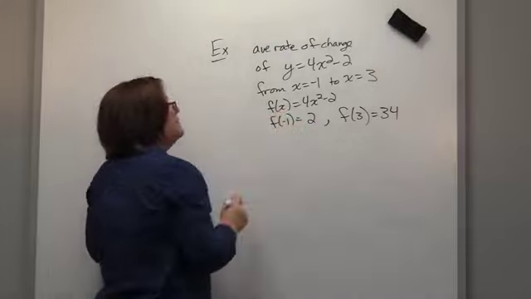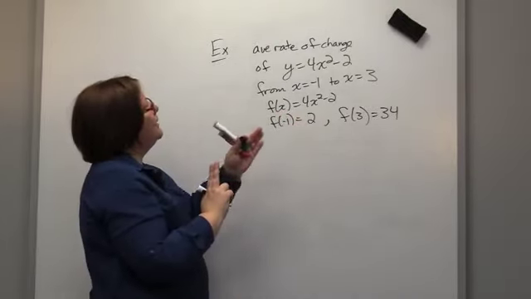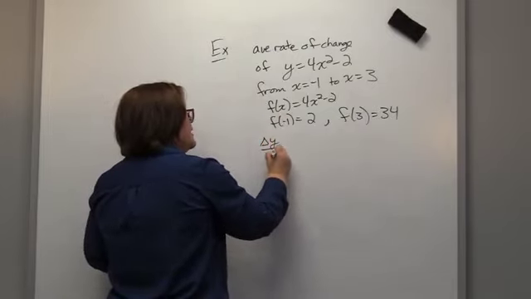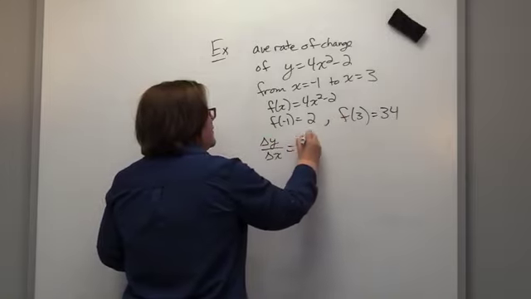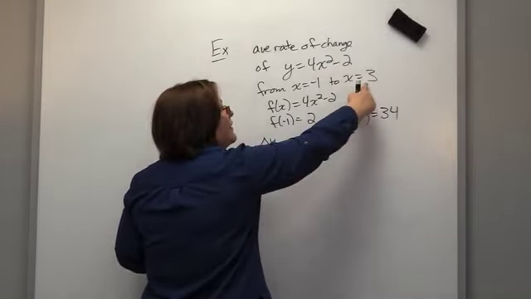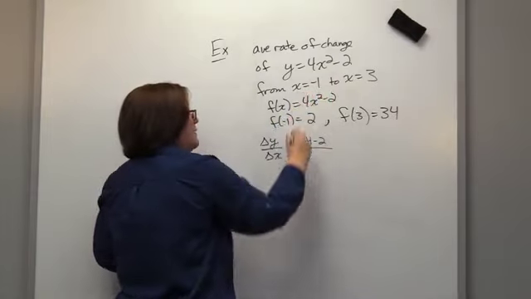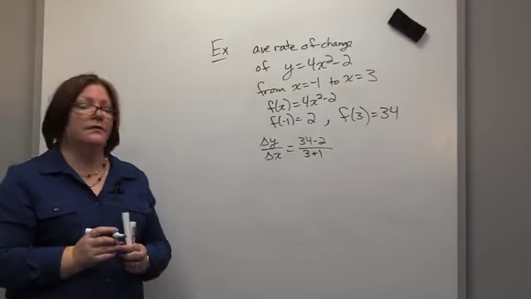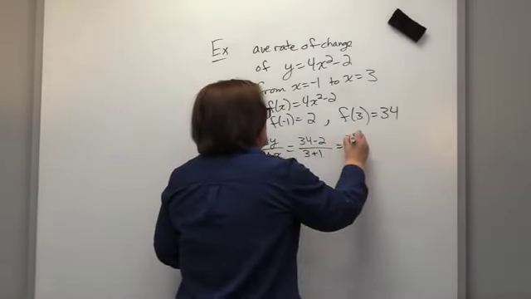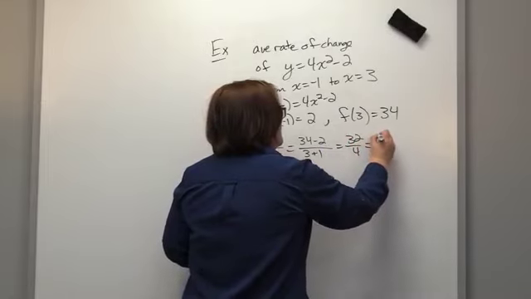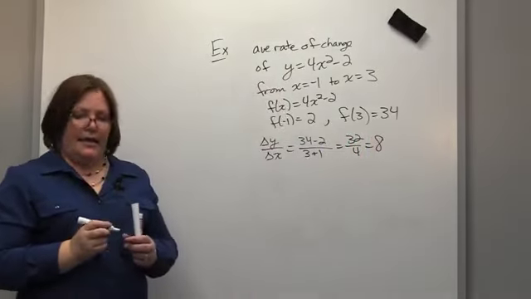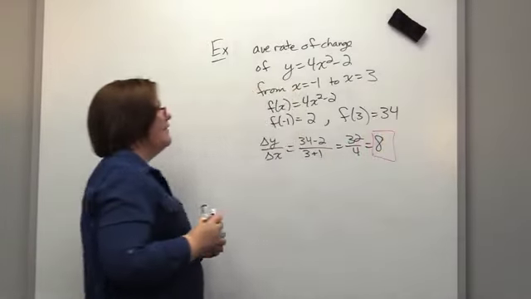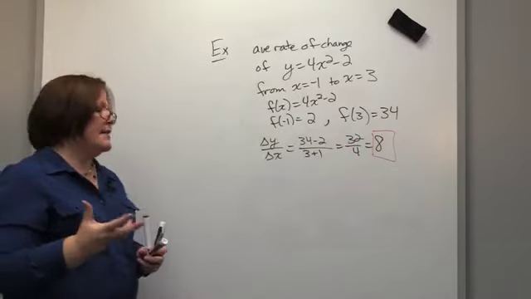So for this one, we have the rate of change between 2 points. So our change in y over change in x will be 34 minus 2 over 3 minus -1. So I'm going to go ahead and write that as 3 plus 1. And so we get a grand total of 8 for our final answer of the average rate of change of that. So what does that actually look like?